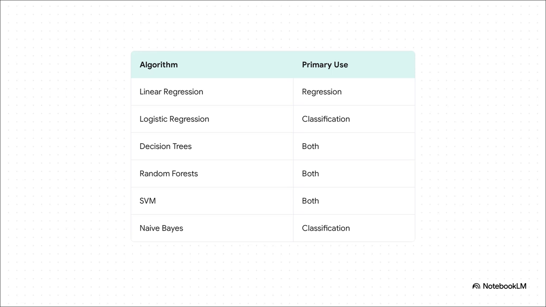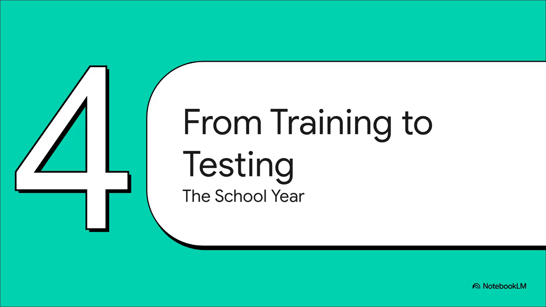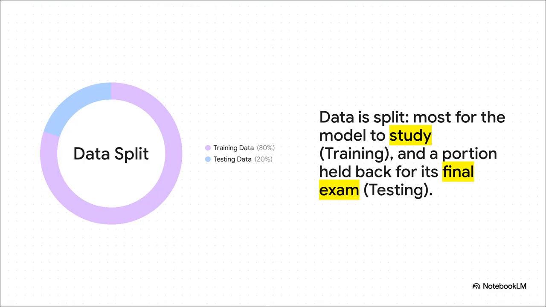And this just gives you a taste of the sheer variety of tools out there. You've got algorithms that are specialists, like linear regression, which is great for predicting values. And then you have these versatile all-rounders, like decision trees, that can handle both classification and regression. It's like having a whole toolbox, and you just pick the right tool for the job. All right, we've got our student, we've got their subjects, and we've got their study guides. So now let's actually walk through the school year, from the first day of class all the way to the final exam.